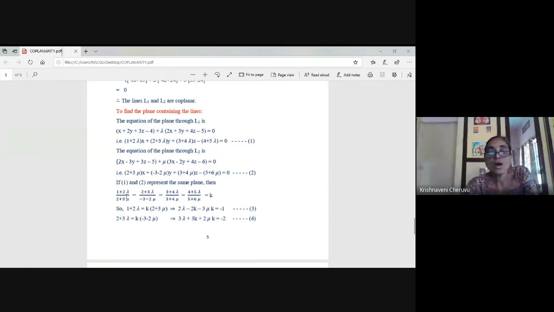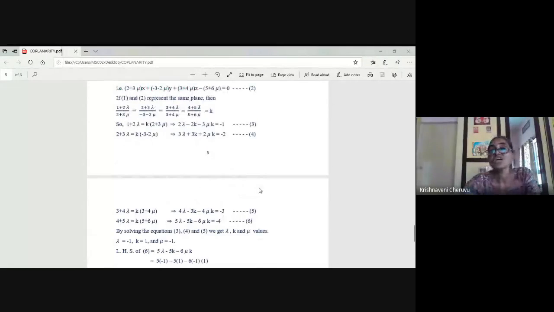Okay, so when you are equating their ratios as equal, see here, from this equal to k, you get the first equation where lambda, k, mu, k are there, and equating this and this, you get the second equation. Again, you have lambda, k, mu, k. Then equating this and this, you get the third equation. Like this, you have altogether 4 equations. Your aim is to find lambda, k, and mu, which means 3 unknowns. So you take any 3 of these 4 equations, solve them, and get lambda, k, and mu values.